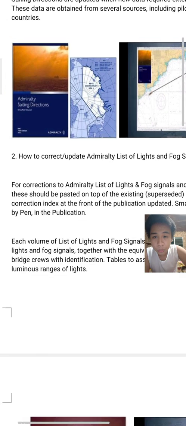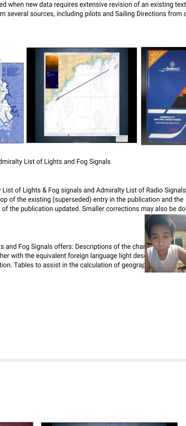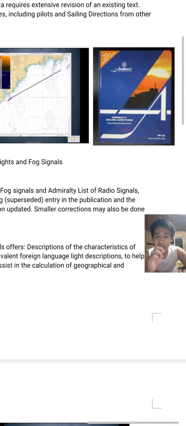that I will show you. See, that is the Admiralty Sailing Directions in picture 1. On picture 2 and picture 3, that's a map concerning the Admiralty Sailing Directions inside the book of the Admiralty Sailing Directions. And that's also picture 4.